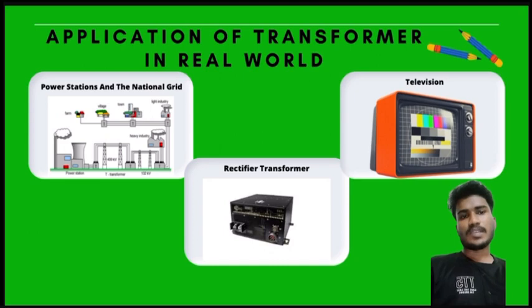For the next application, we chose the rectifier transformer. This type of transformer is mostly used in industry. The transformer is generally used to convert alternating current to direct current in some particular processes, such as the electrochemical process, to produce copper and also aluminium.